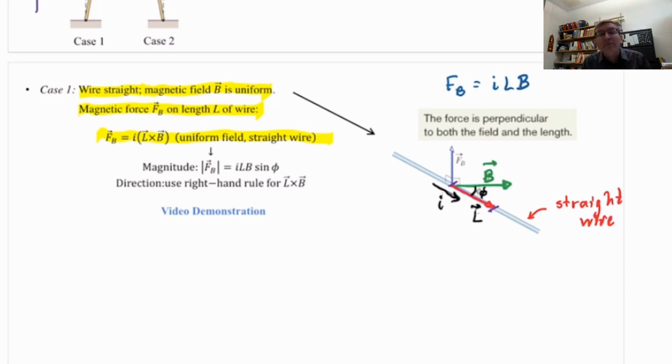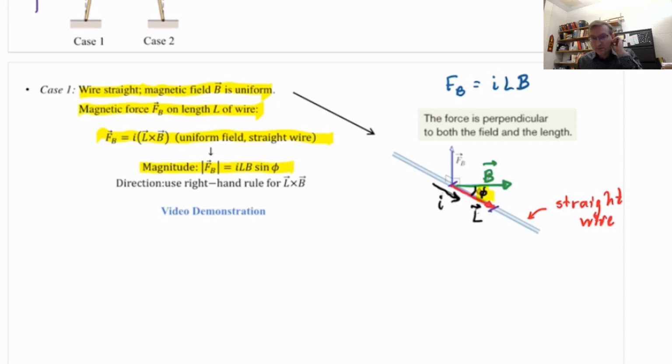This time it's a vector called L, the length vector that's in the direction of the current. So you do L cross B, multiply by I. The I is always positive in this case, and you'll have the magnitude and direction of F magnetic. Since it is a cross product, we know how to calculate the magnitude. F_B magnitude will be I times L magnitude times B magnitude times the sine of that angle phi between L and B. Right there.